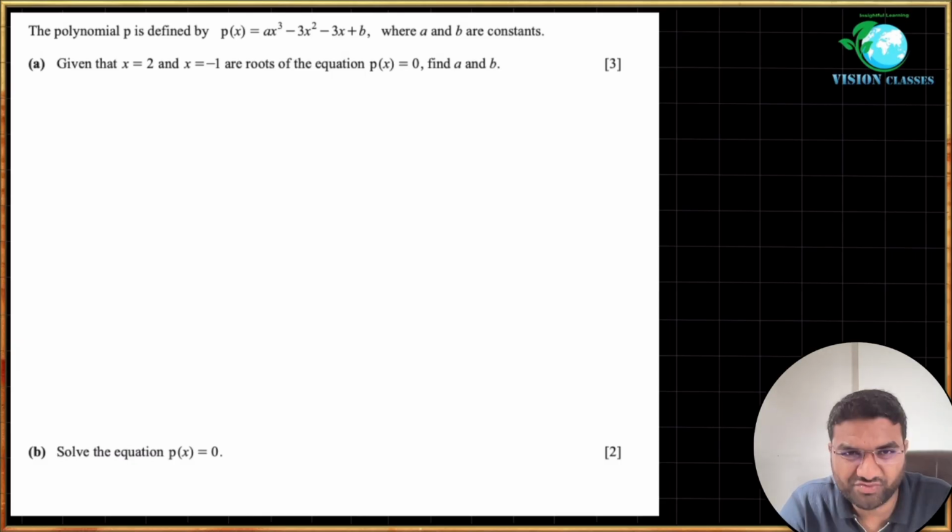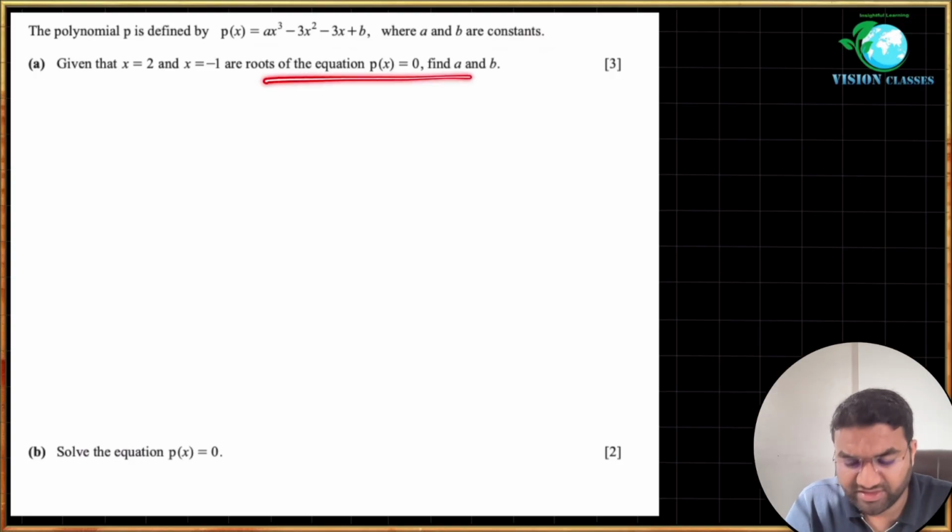All right, so we have a polynomial equation question, and here we have to use the factor theorem. The polynomial p is defined by p of x is equal to ax cube minus 3x square minus 3x plus b, where a and b are constants, and x is equal to 2 and x is equal to minus 1 are roots of p of x is equal to 0. We have to find the values of a and b.